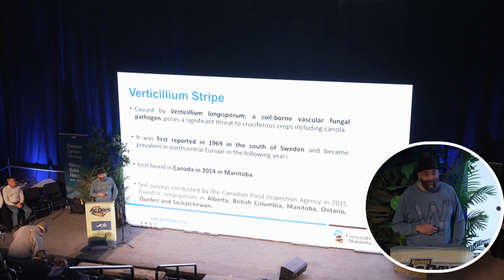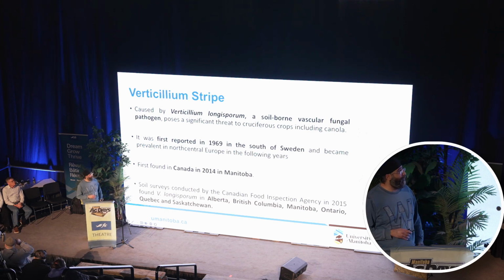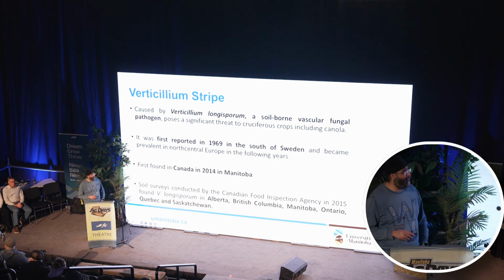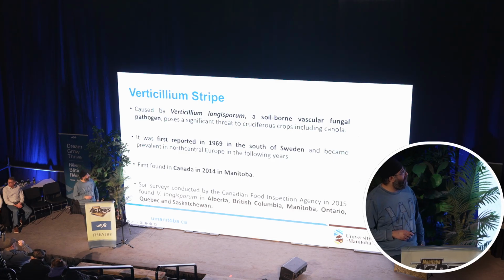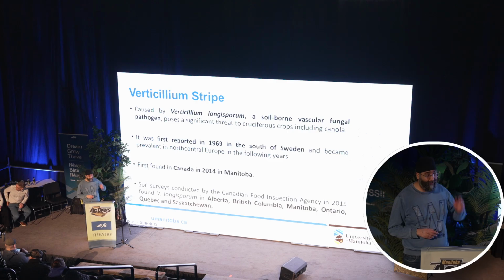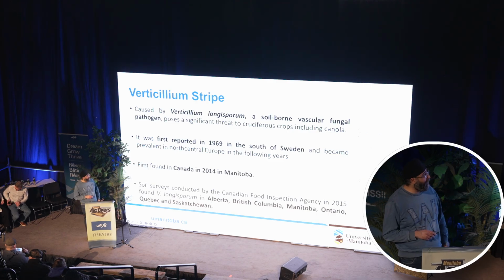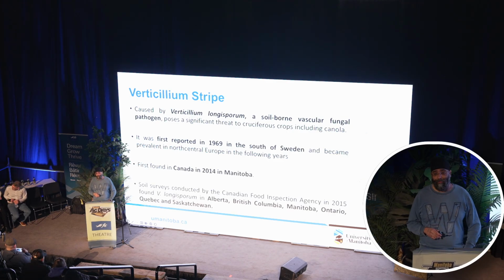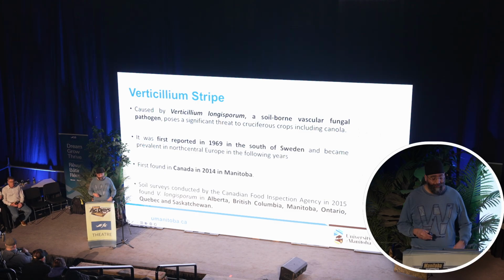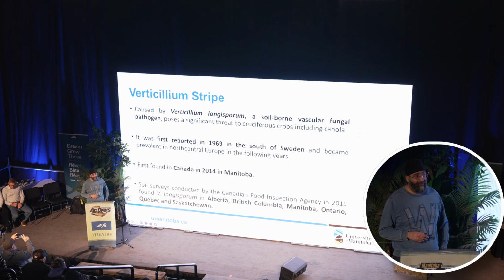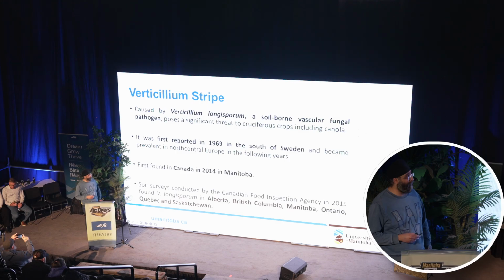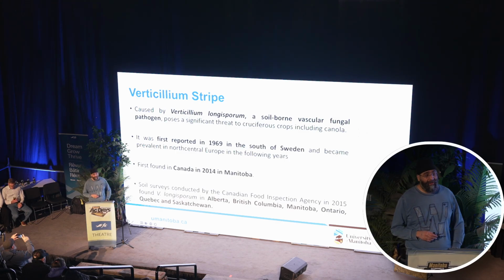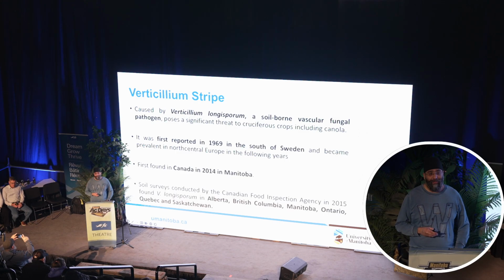So Verticillium stripe is caused by a pathogen called Verticillium longisporum. It's a vascular soil-borne disease, and it can pose a significant threat to canola production. It not only infects canola, but can also infect other crucifer crops, like cabbages or turnips or anything which belongs to this family. In Canada, this is still a new disease and it's emerging pretty quickly.